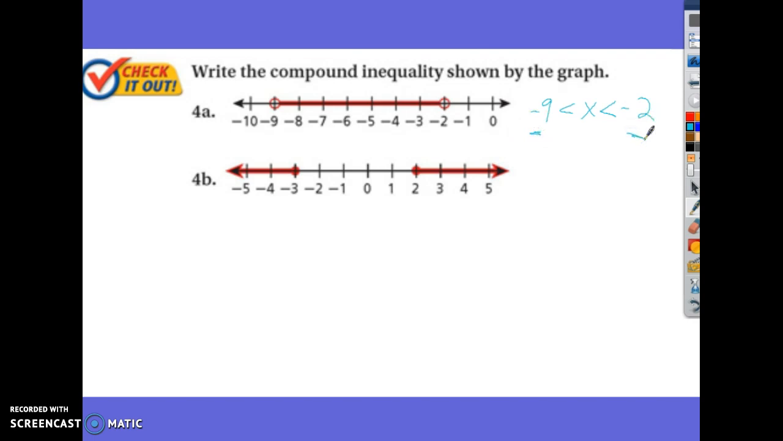In 4b, we have a closed circle, and x can be less than or equal to -3. That solves for all those values. And it's a closed circle, so that's how I came up with that sign. And, or x has to be greater than or equal to, closed circle again, 2. And that's how you would get those two inequalities for compound inequalities.